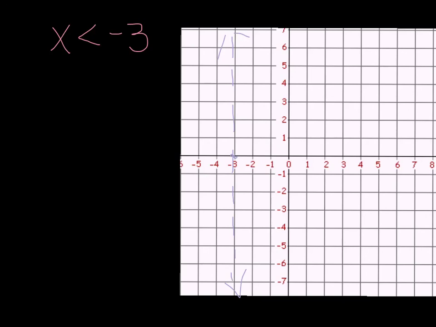Now, this one says x is less than -3. At this one, you don't need to pick a point. You can if you want. We can pick 0. If I plug in 0, is 0 less than -3? That's false, so you're going to shade the other side.